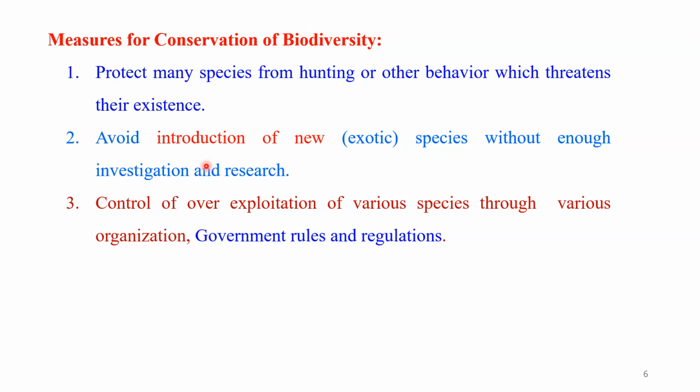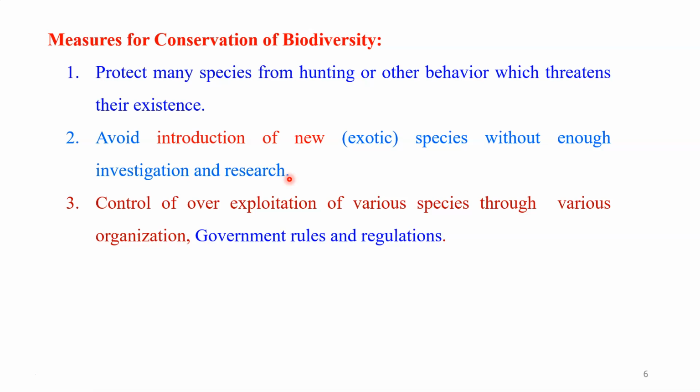The second measure for the conservation of biodiversity is to avoid the introduction of new exotic species without enough investigation and research. Yes, dear student, this is very important. Nowadays, with the help of science and technology, we are introducing new varieties of species, but these species are not always useful for maintaining the ecological balance. When we introduce a new species, there is a side effect or negative impact on the native and local species. Therefore, it is very important.